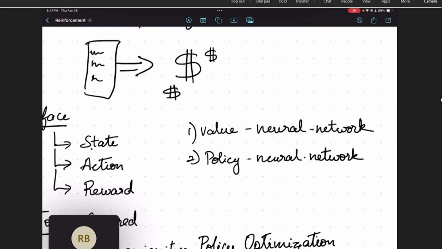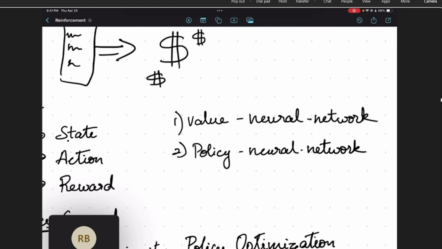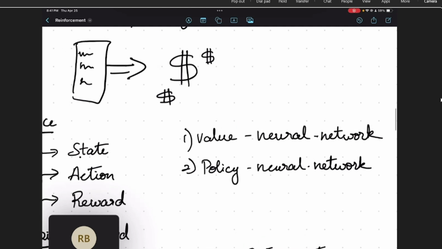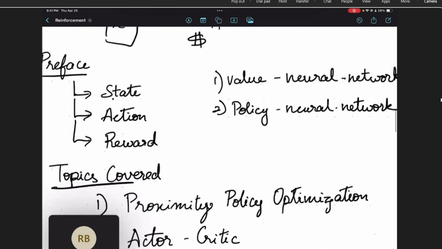There are two neural networks used in these topics: value neural networks and policy neural networks. Before policy neural networks, only value neural networks were used in reinforcement learning. Value neural networks are meant to give rewards when the model approaches the goal, and policy is the set of rules which we will discuss further in these topics.